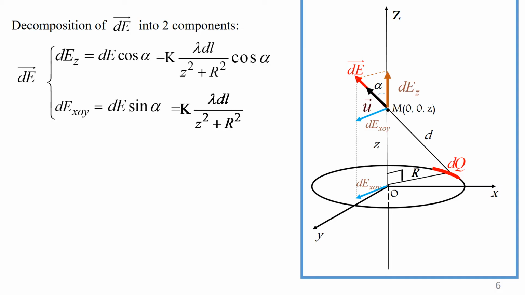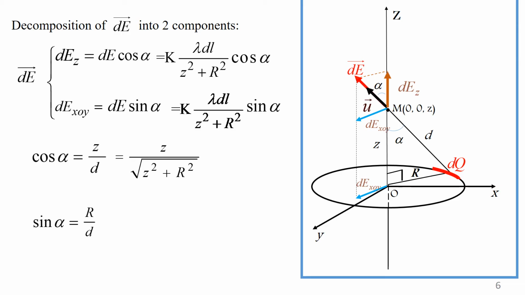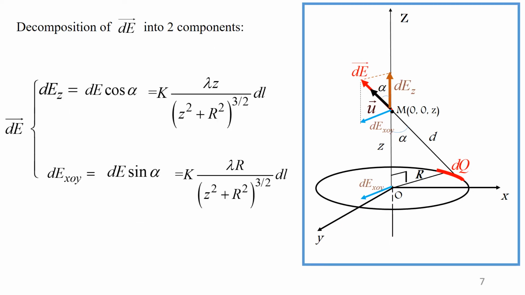Now I replace dE with its expression. Now I need to write cosine alpha and sine alpha with respect to the data of the exercise. Look at the picture. I show the angle alpha on the other side. They are the same. Alpha is the opposite angle at the vertex. Okay, so cos alpha is z over d, sine alpha is r over d. I replace in the expression, and I get the final expressions of dEz and dE on the plane.